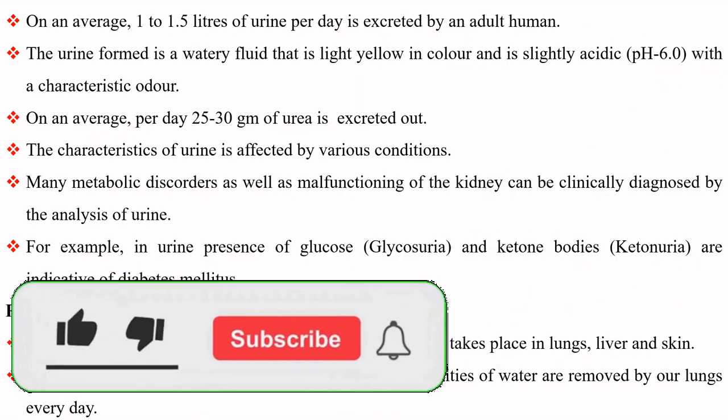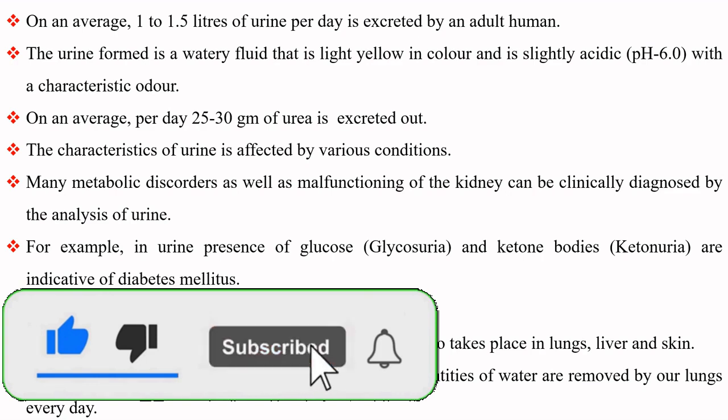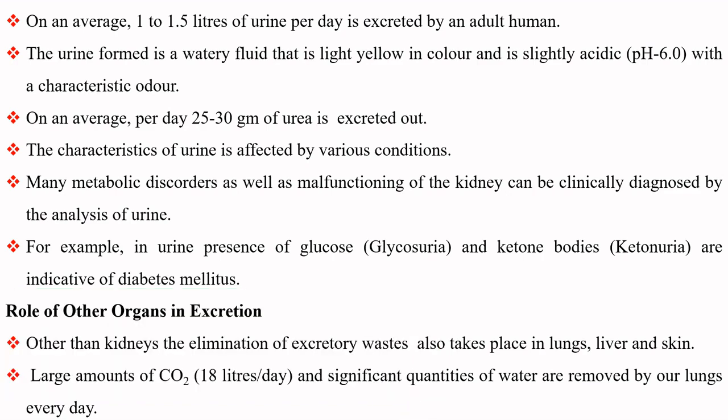On an average, 1 to 1.5 liters of urine per day is excreted by an adult human. The urine formed is a watery fluid that is light yellow in color and is slightly acidic with a characteristic odor. On an average, per day 25 to 30 grams of urea is excreted out. The characteristics of urine are affected by various conditions. Many metabolic disorders as well as malfunctioning of the kidney can be clinically diagnosed by the analysis of urine. For example, the presence of glucose and ketone bodies in urine is indicative of diabetes mellitus.